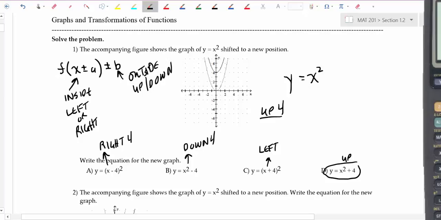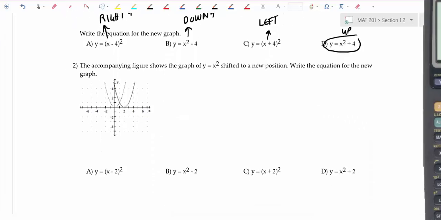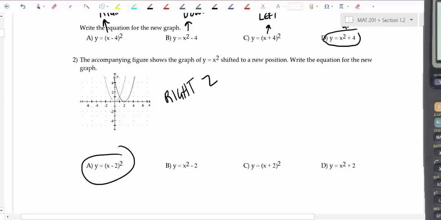So if you've got a good background for that, then you're in good shape. If you need to review that, we will be doing that throughout the semester, some graphing, so a lot of times I'll do some quick review on that. Okay, so the next one, what did I do? I switched this to the right 2. So which one is the correct equation on this one? Okay, A, that is correct. That's right.